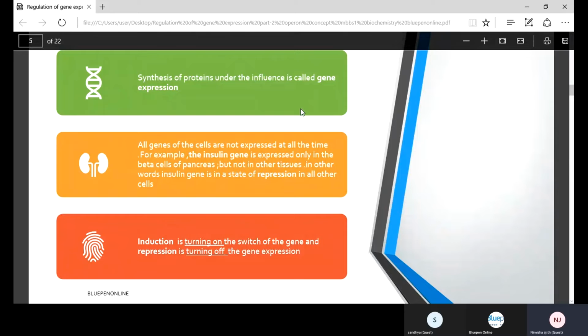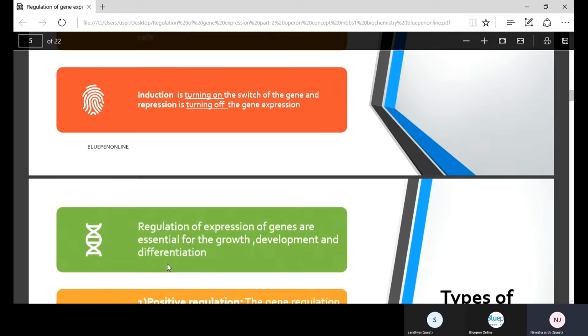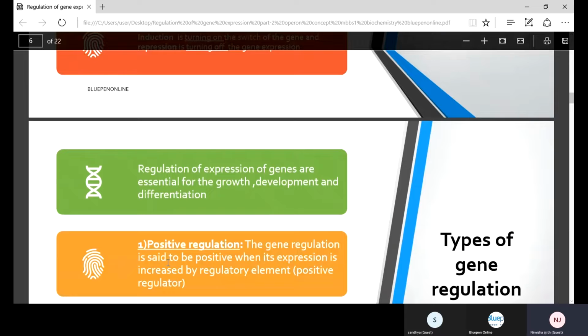All genes of cells are not expressed at all times. That is the more important thing. For example, the insulin gene is expressed only in the beta cells of pancreas, but not in other tissue. In other words, the insulin gene is in a state of repression in all other cells. Then the terms induction and repression: induction is turning on, repression is turning off. Then there are 2 types of regulation.